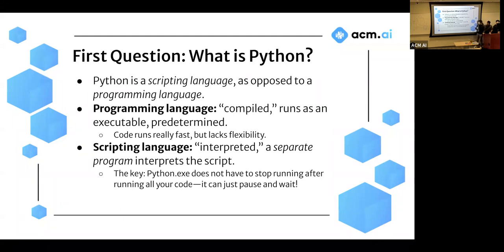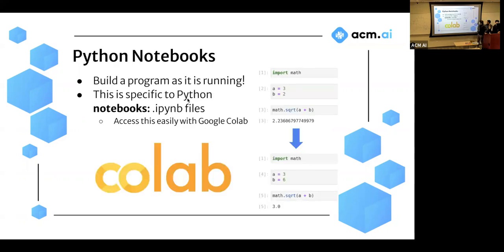And the key is this: python.exe does not have to stop running after it has run all your code. You type in a bunch of code, and it doesn't have to stop running. It can just pause and wait for your next instructions. That's the key idea here, because we can use something called Python notebooks. You can build a program as it is running. This is specific to Python notebooks, by the way. If you're just doing .py scripting, it normally stops automatically after a while. But that is why we may use something called Colab, because it is like a cloud implementation of this.